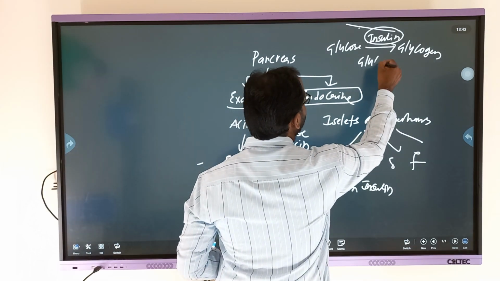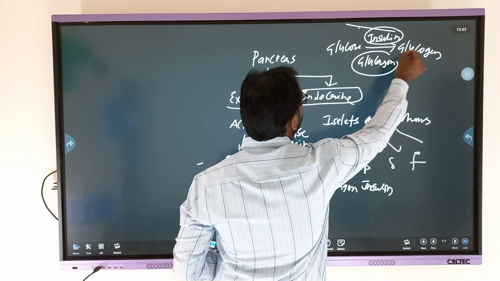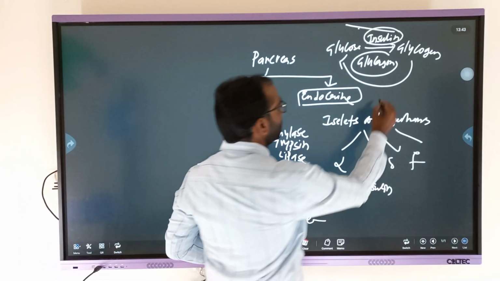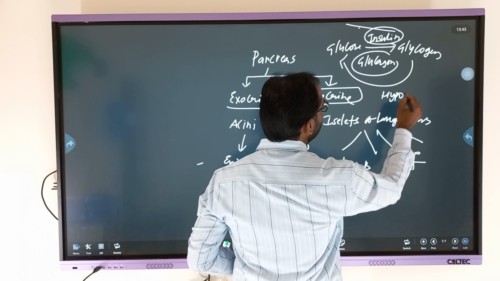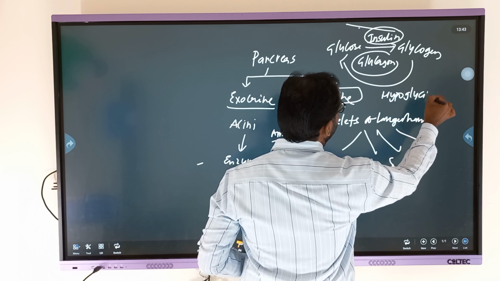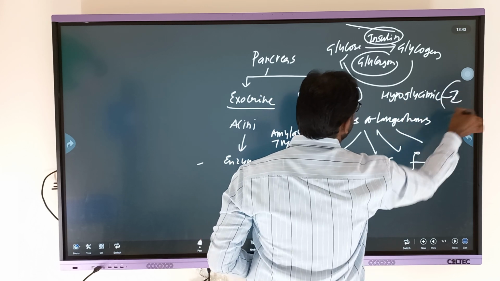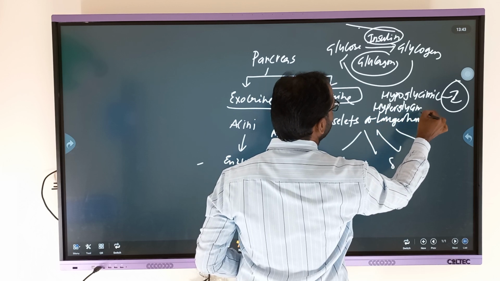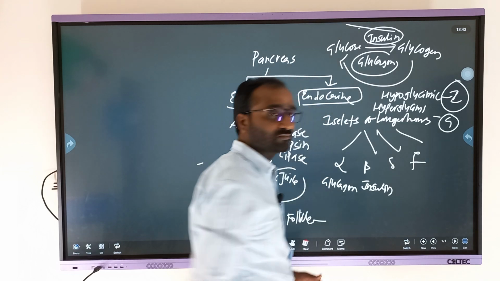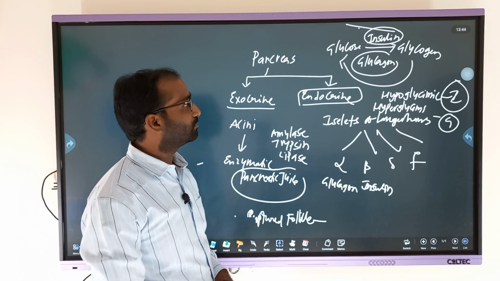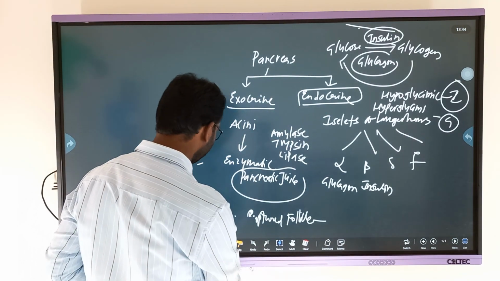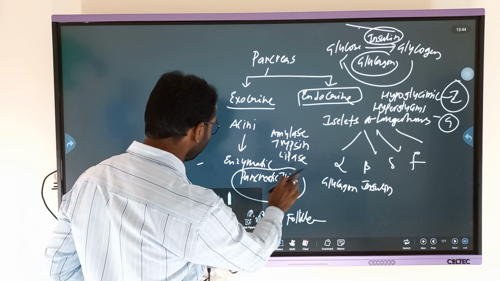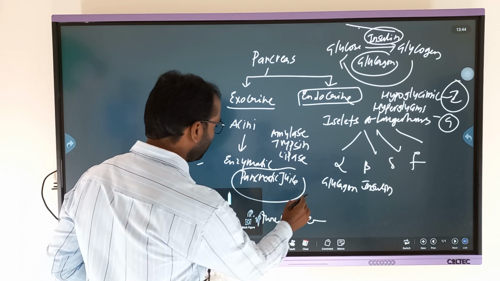Here glucagon brings about the conversion of glycogen to glucose. From the examination point of view, the hypoglycemic hormone is insulin, and the hyperglycemic hormone is glucagon. Hyperglycemic hormone is glucagon. Fine. Once you have an idea about this, it will be easy, and one more, just have a glance at the pancreas.